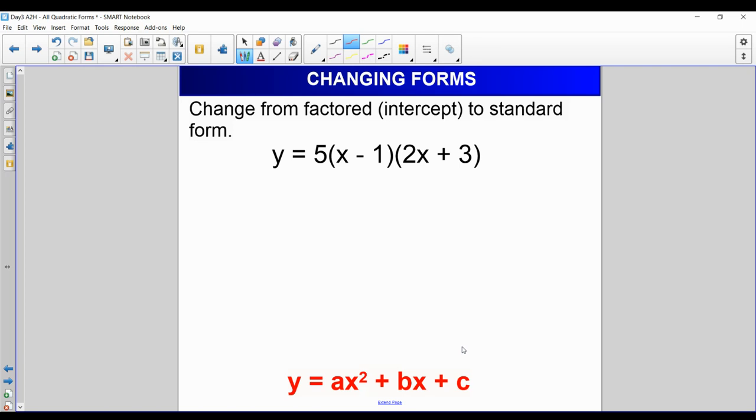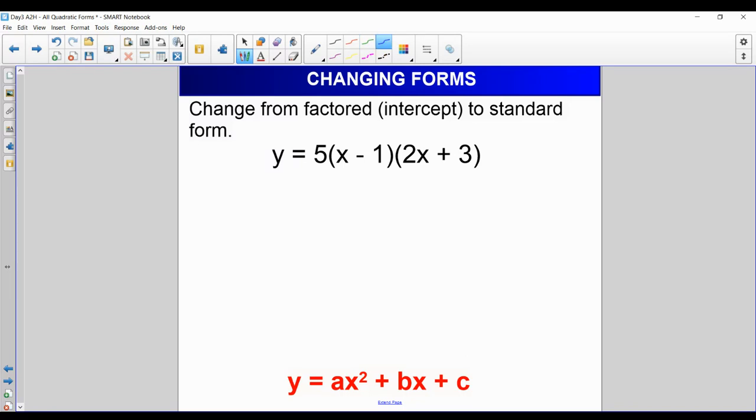We're going to talk a little bit about changing forms from one type of quadratic to another in their equation form. So if I look at this and I start in factored or intercept form, and I want to change it to standard form, so I'm working on getting to the form there at the bottom, all we have to do from this form is multiply it out.